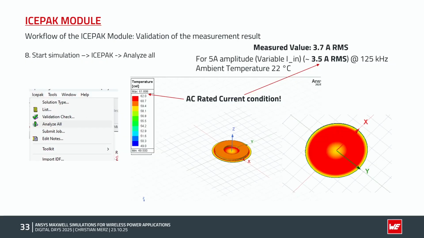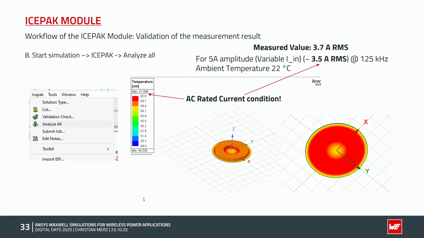And then I just start the simulation. I only have to go like before to analyze all. After some minutes, you can see the result here. This is the ferrite bottom, and as you can see, directly under the turns there is the hottest spot. In this case, I had a temperature of 62 degrees. That means this is 40 degrees over the ambient temperature. I got this temperature for a 5 amps amplitude value, which is 3.5 amps RMS at 125 kilohertz.